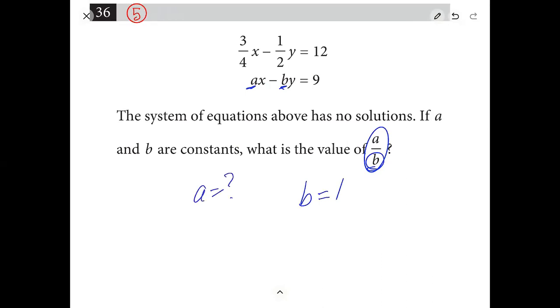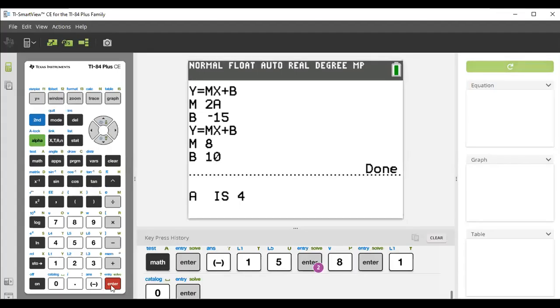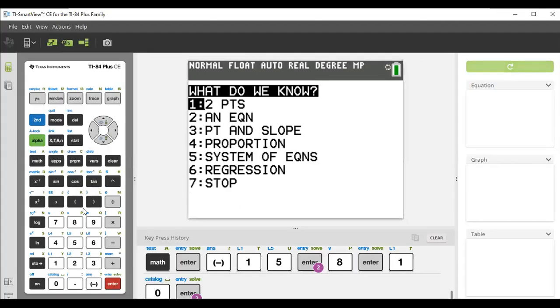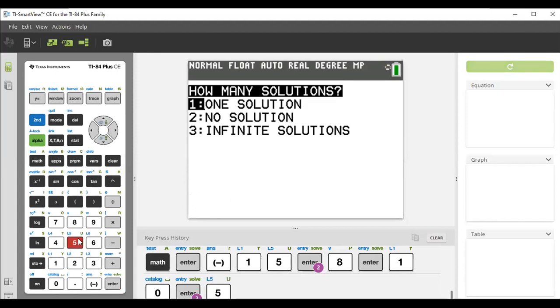So here's what we're going to have. Our equation is going to be Ax minus, we're going to put a 1 in there, so it's going to be 1y equals 9. That becomes our second equation, okay? So now let's go over to the calculator, and we're going to enter it, and press enter. We're going to go option 5, and this one has no solutions.